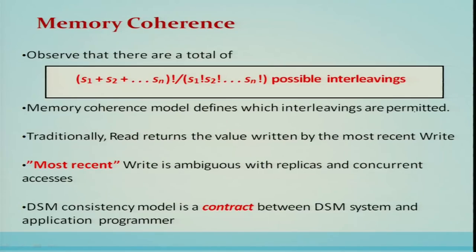Observe that there are so many possible interleavings. Si is the memory operations, and so many possible permutations are there. So the memory coherence model defines which interleavings are permitted. As you see, not all permutations or interleavings are allowed in the system; some are allowed. The interleavings which are permitted, only they will be captured by the model. So the memory coherence model will define those interleavings which are permitted. Traditionally, a read returns the value which is written by the most recent write. But the most recent write is ambiguous with replicas and concurrent accesses. So the distributed shared memory consistency model is a contract between the distributed shared memory system and the application programmer.